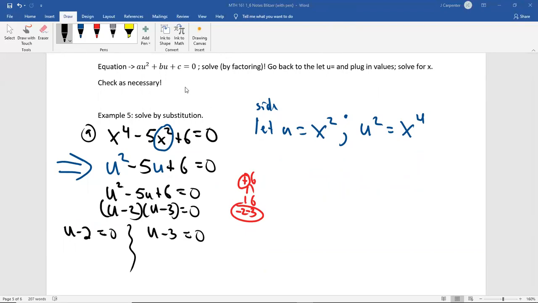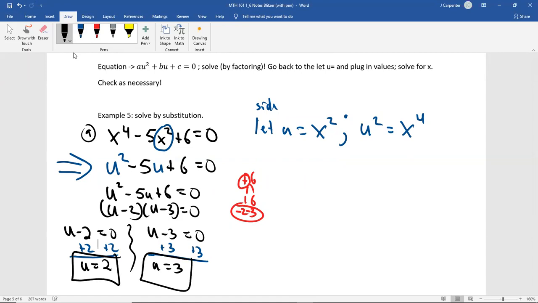All right, so what do we do next? Well, these are very simple to solve. We're just going to add 2 to both sides. That was weird, it didn't change color. Add 2 to both sides, and I said I will not always show these steps anymore. Add 3 to both sides for the other one, and you end up with u equals 2, and u equals 3.